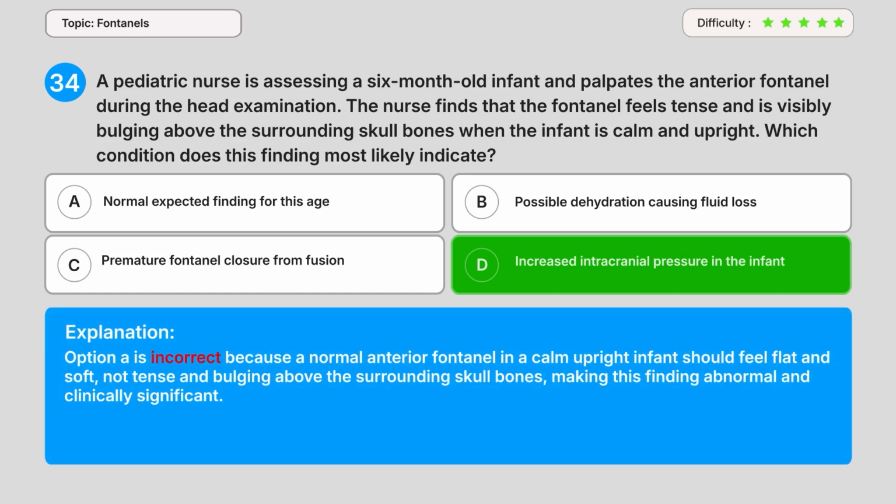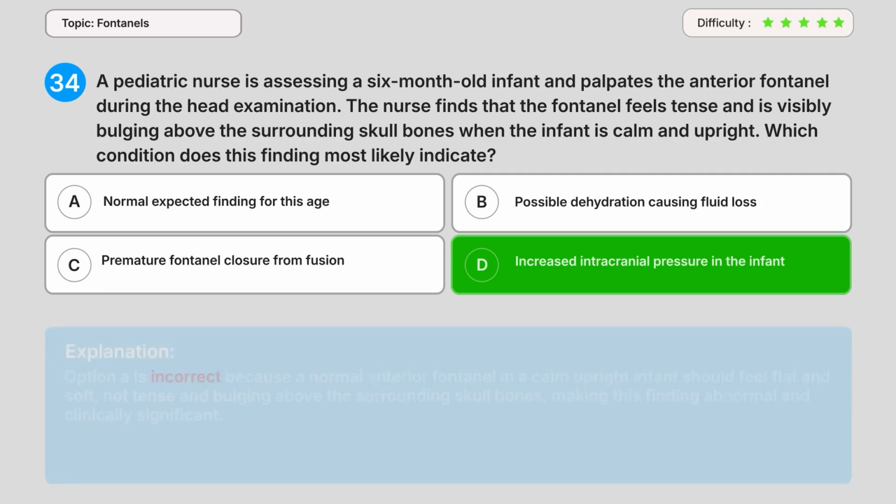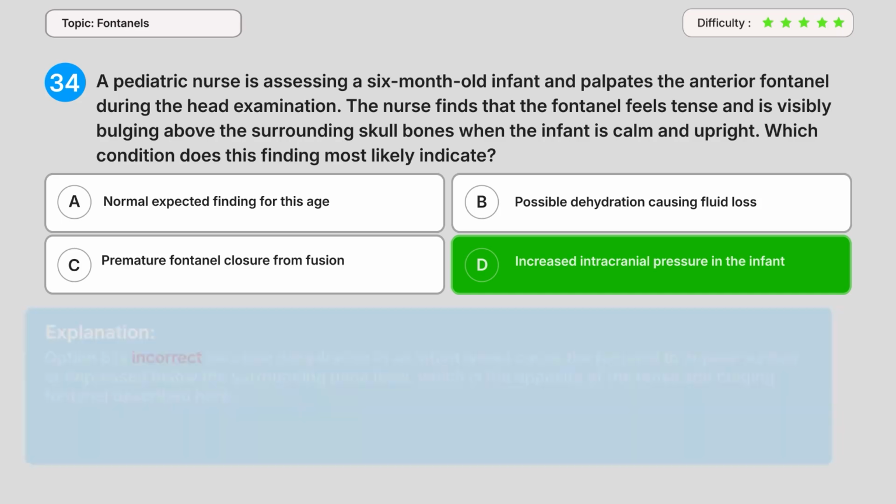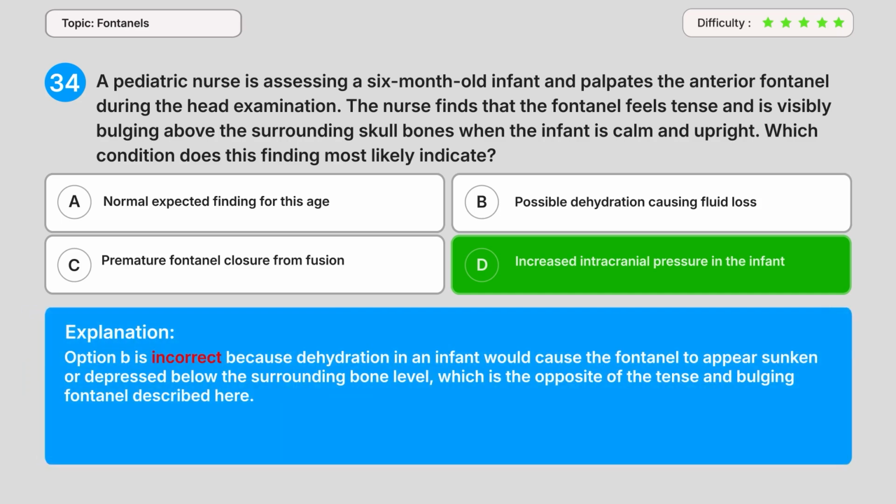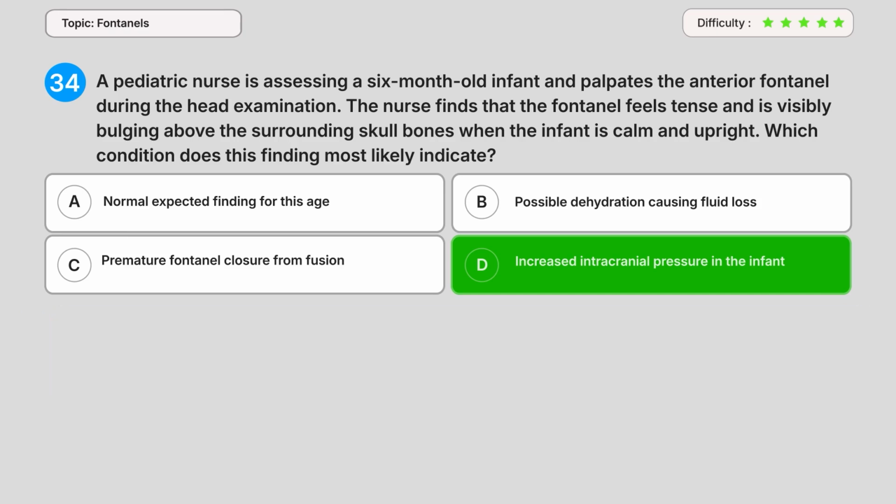Option A is incorrect because a normal anterior fontanelle in a calm, upright infant should feel flat and soft, not tense and bulging above the surrounding skull bones, making this finding abnormal and clinically significant. Option B is incorrect because dehydration in an infant would cause the fontanelle to appear sunken or depressed below the surrounding bone level, which is the opposite of the tense and bulging fontanelle described here.